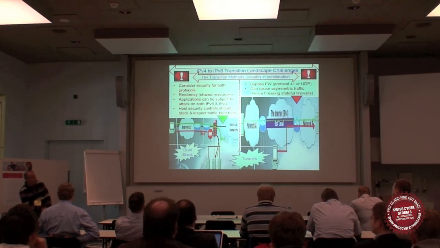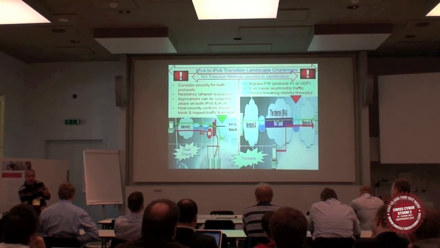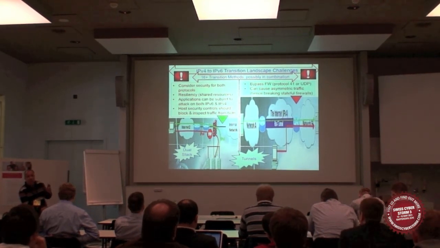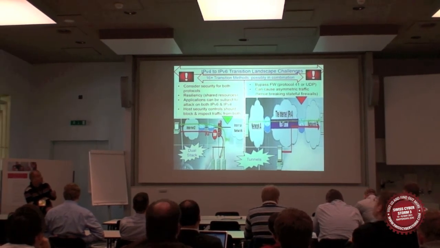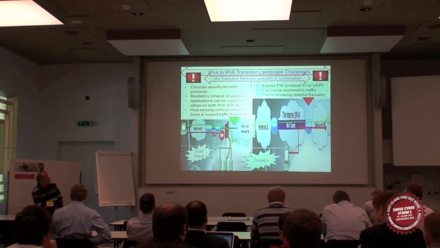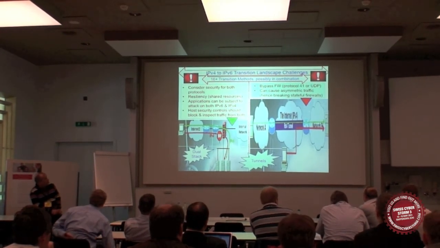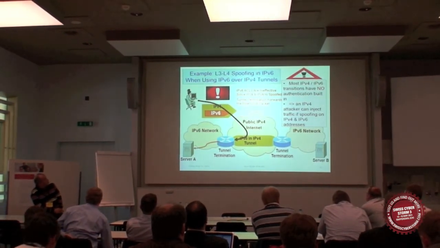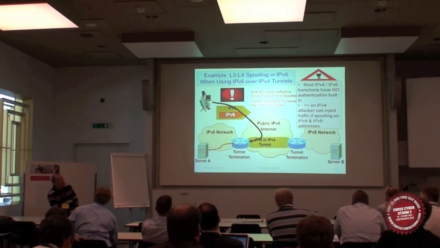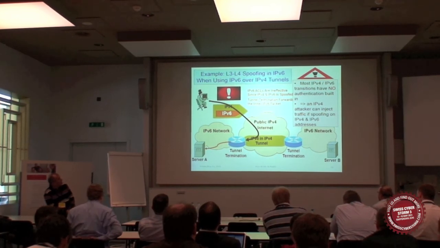So, the general two families are the dual stack and the tunnels. For the dual stack, you have to consider the security for both protocols, since you make your host speak both languages, IPv4 and IPv6. This is what is meant by considering security for both protocols. For the tunneling, we will see that in a minute. For example, layer 3 and layer 4 spoofing in IPv6 when using IPv4 or IPv6 tunnels.